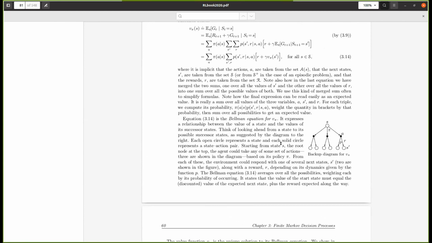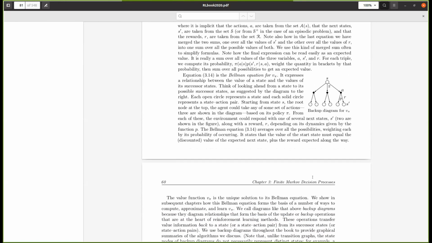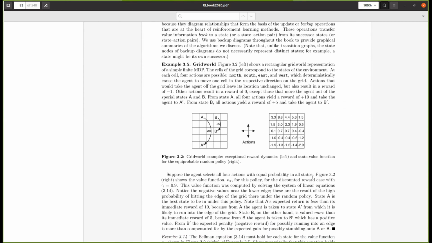And we can look at this backup diagram. When we are in state S and we have some policy pi here, say we have 3 possible actions, and each action leads to some other state and gives some reward R with probability P. So does it make sense? I guess silence is yes.